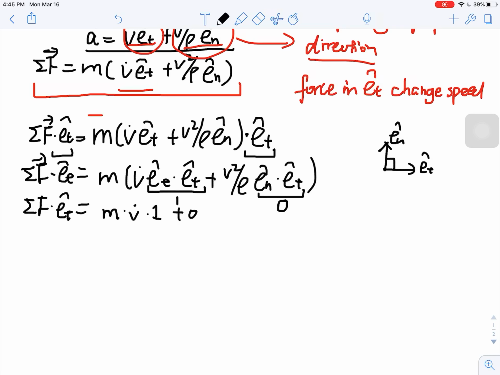Let's keep looking at this v dot. What is v dot? V dot means take v with respect to time, the derivative of v with respect to time. Let's write it out. It equals m times dv over dt.